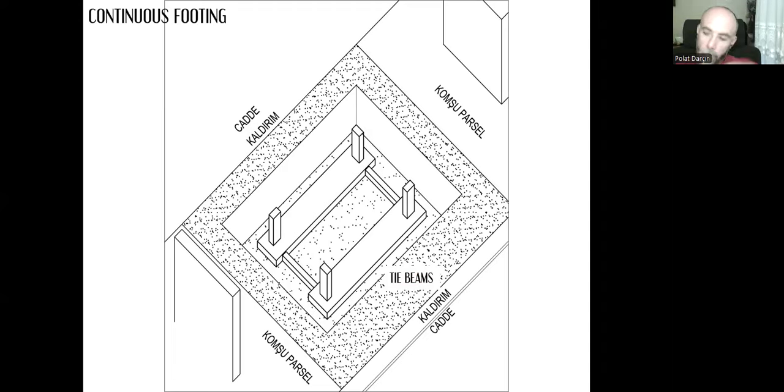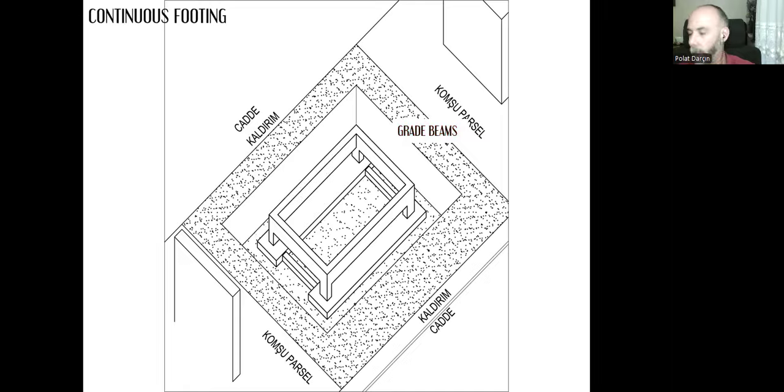As we create a bigger footing, it means that the loads will be distributed, spread in a better way, so that the bearing capacity will not be exceeded. And we still need grade beams to connect the columns at the grade level.